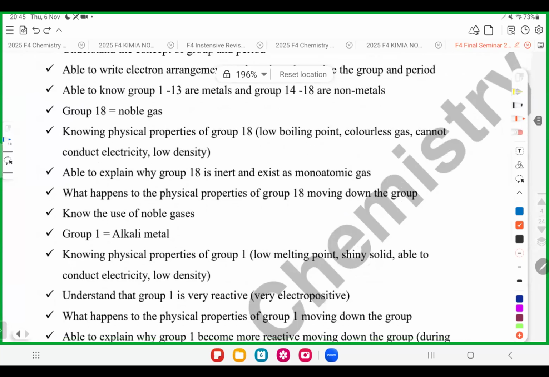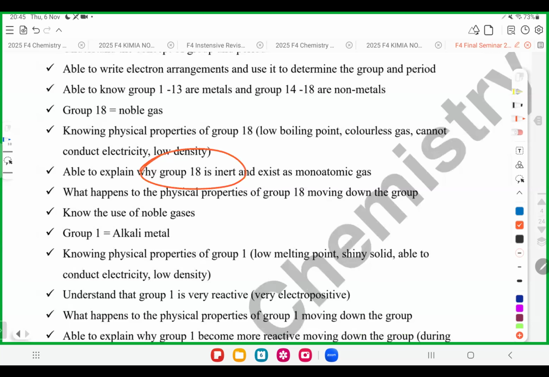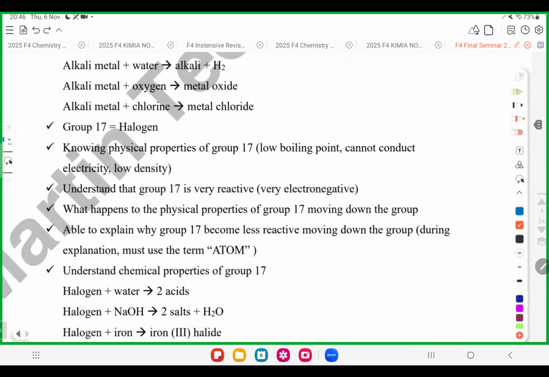Do you know why group 18 is inert? Are you able to explain it? For example, why is group 18 inert? Group 18 has achieved a stable duplex or octet electron arrangement. They won't donate, receive, or share electrons with other atoms, something like that. So these will serve as a good checklist for you. For the particular chapter, is it okay?